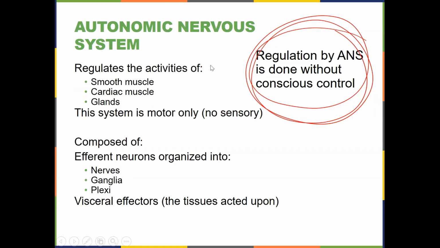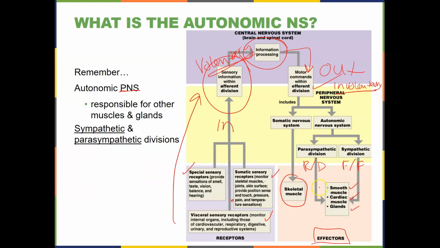What is the autonomic nervous system composed of? Same old thing as the central and then the peripheral: nerves and glia, neurons. Ganglia are clusters of neurons associated with nerves. And then we have these things called plexi. I'll show you what that looks like in a little bit. And then we also have our visceral effectors. Remember, effectors are the things that change. They do something. It's the tissues that are being acted upon. So let's go back again one slide. The effectors are going to be in the somatic nervous system, skeletal muscle.